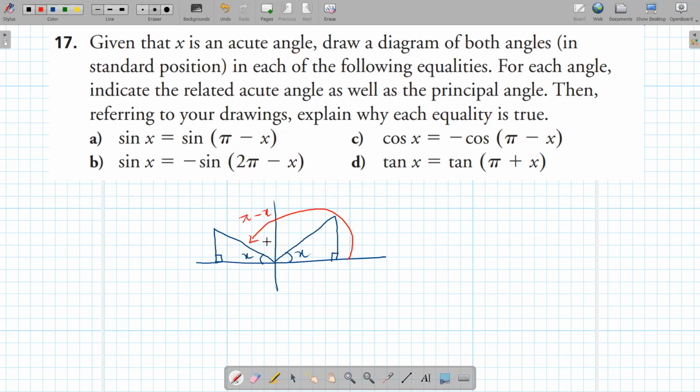Sine represents the y value. You see the y value here? It's the same exact triangle, so the y value must be the same as here, and same with the hypotenuse and all that. Okay, this one's pretty simple. You just draw it out on the opposite side.